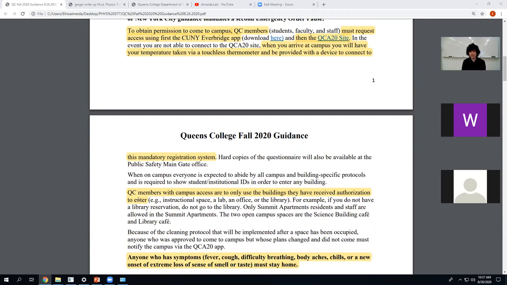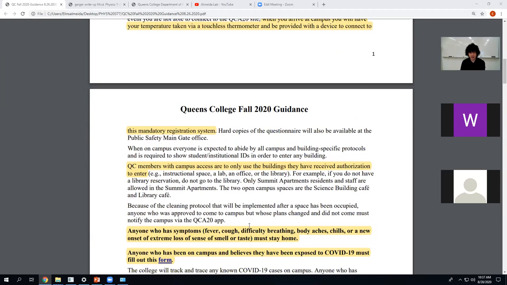You can also go to the library on appointments as well. By the way, there are two open campus spaces, the science building cafe and the library cafe, where you can eat. So we have food on campus in these two places.